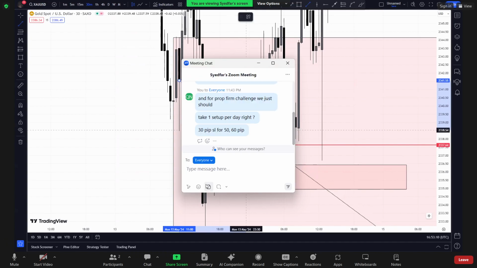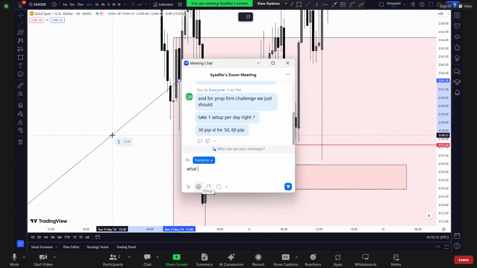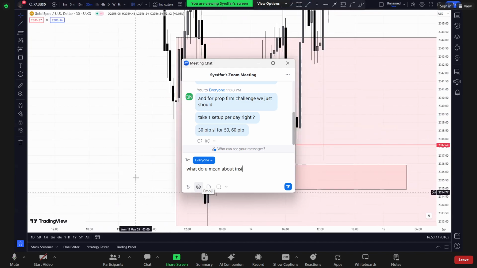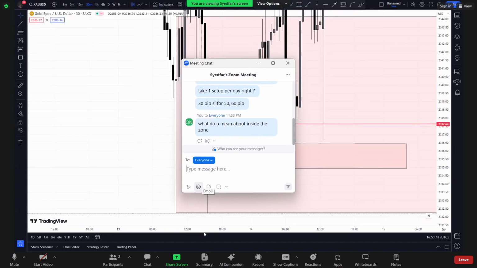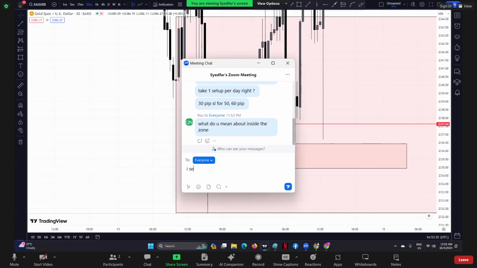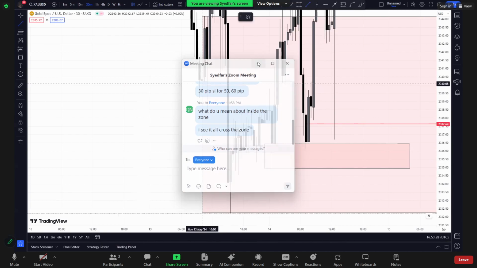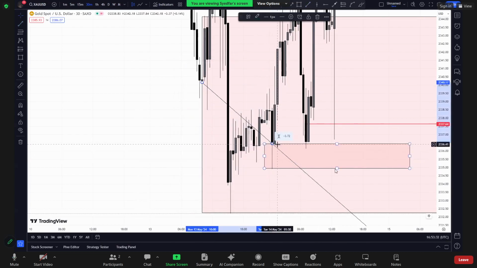What is that? What do you mean about inside the zone? So the trend line must be inside the zone. If you find a trend line, it must be inside the zone for entry.